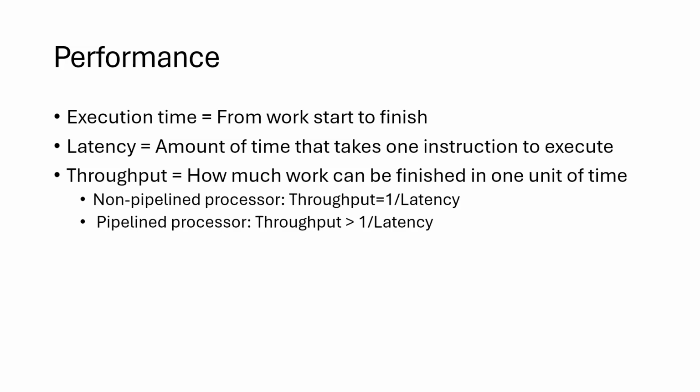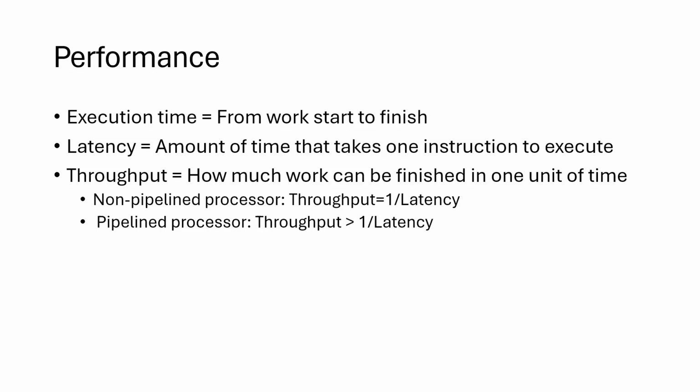There are three main ways to measure a computer's performance. The first one is execution time and latency, and then throughput. The execution time is from the work start to finish. Latency is the amount of time it takes one instruction to execute. The throughput is how much work can be finished in 1 unit of time. In non-pipelined processors, the throughput is 1 over latency, and in pipelined processors the throughput is bigger than 1 over latency.